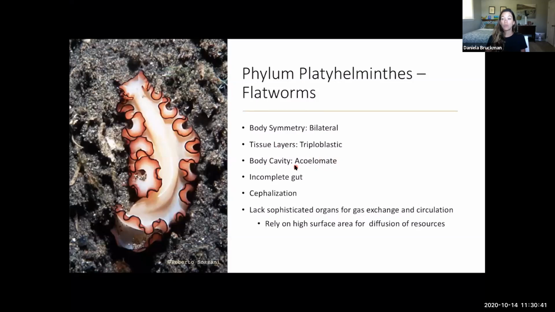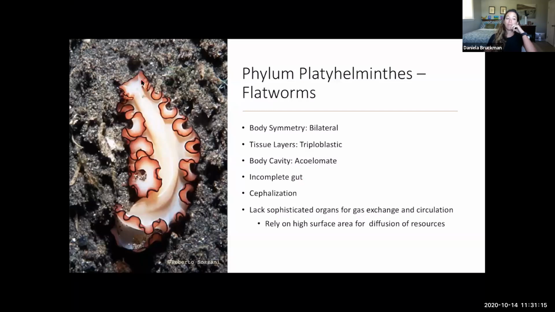These guys do not have a true body cavity. They completely lack a body cavity. And if I'm remembering correctly, this is the only animal phylum we'll cover in this class that does not have a body cavity, okay? Now, one of the interesting aspects of the flatworms is that they actually have an incomplete gut, kind of like how we saw with the jellyfish and the cnidarians. They've only got one opening into their gut. And that's what makes these guys a little bit different.